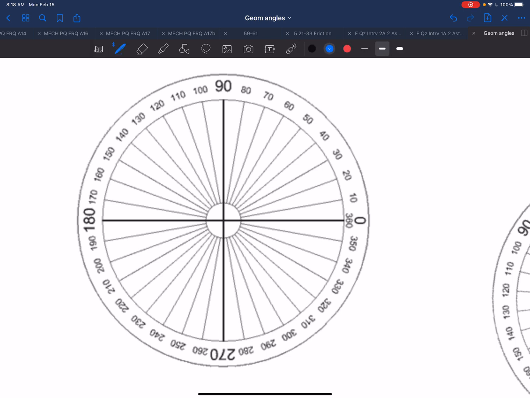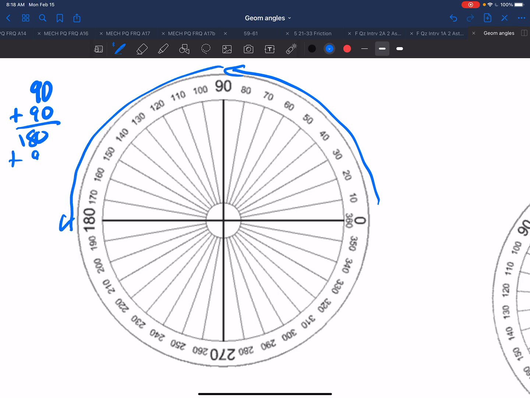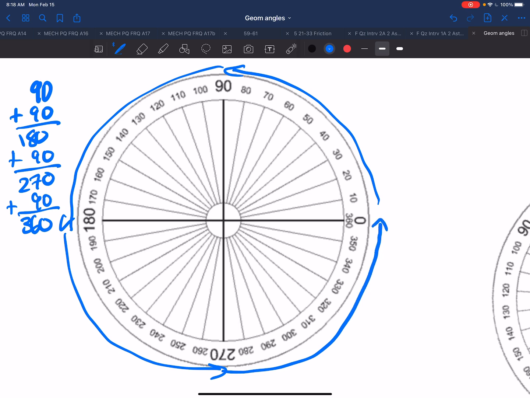Now, what should be obvious is if we go to 90 degrees, which is here, and we go another 90 degrees, well, that's 180 degrees, which takes us to here. And if we go another 90 degrees, that takes us to 270 degrees. And if we go another 90 degrees, that's 360 degrees. So this whole thing is a circle. And a circle has 360 degrees. We use this symbol, that's the degree symbol. Or if we write out the word, there's the word, degrees.